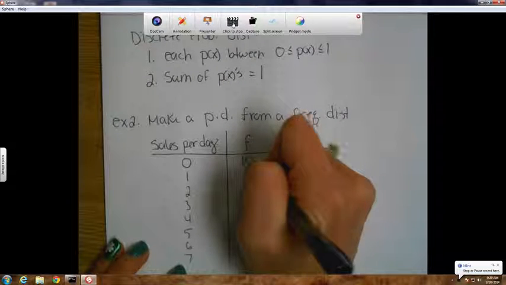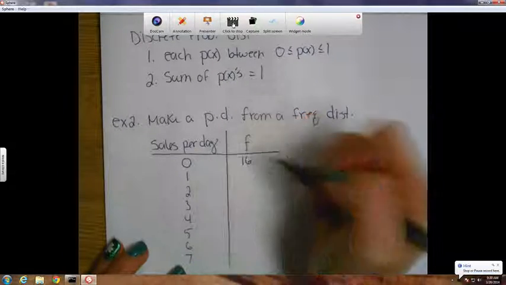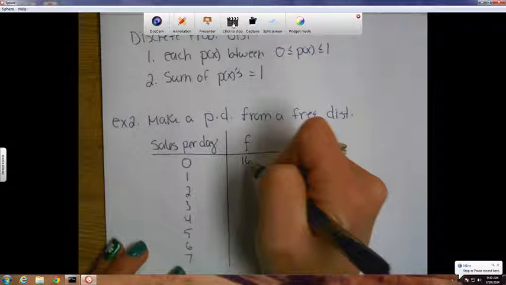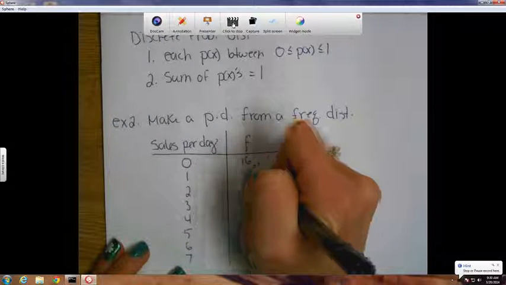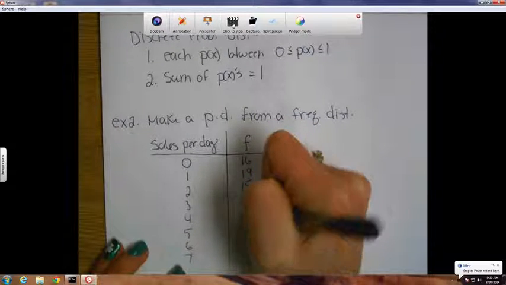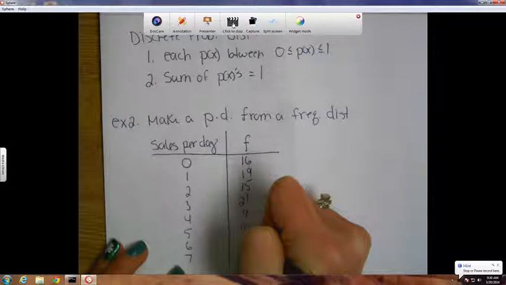Okay, 16. 16 days out of 100, they made no sales. Listen to these so you don't have to keep bobbing up and down. You ready? First one's 16, next one is 19, 15, 21, 9, 10, 8, and 2.